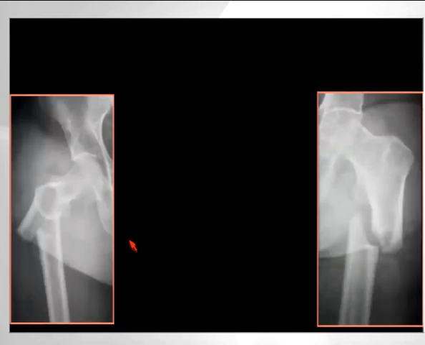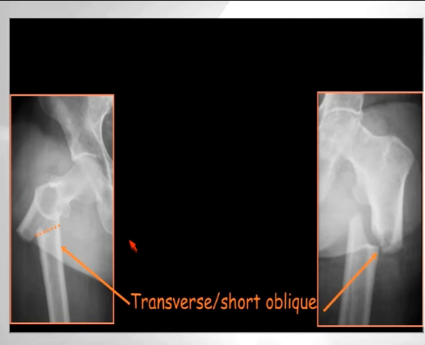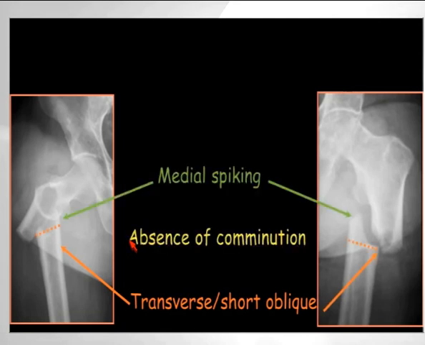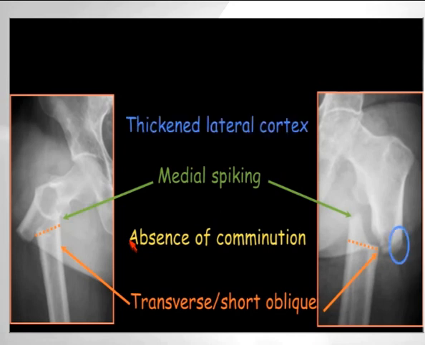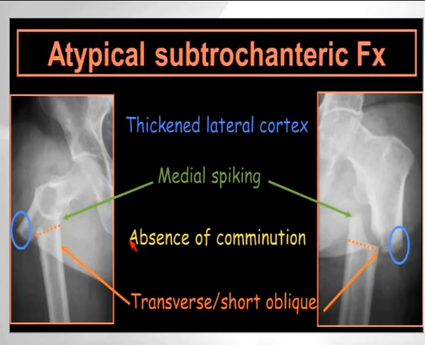But then we get fractures like this, where these are more transverse, there's not much comminution, and there is medial spiking, which is very characteristic. And there's thickened lateral cortex, and these patients don't have significant history of trauma. We call these atypical subtrochanteric fractures.